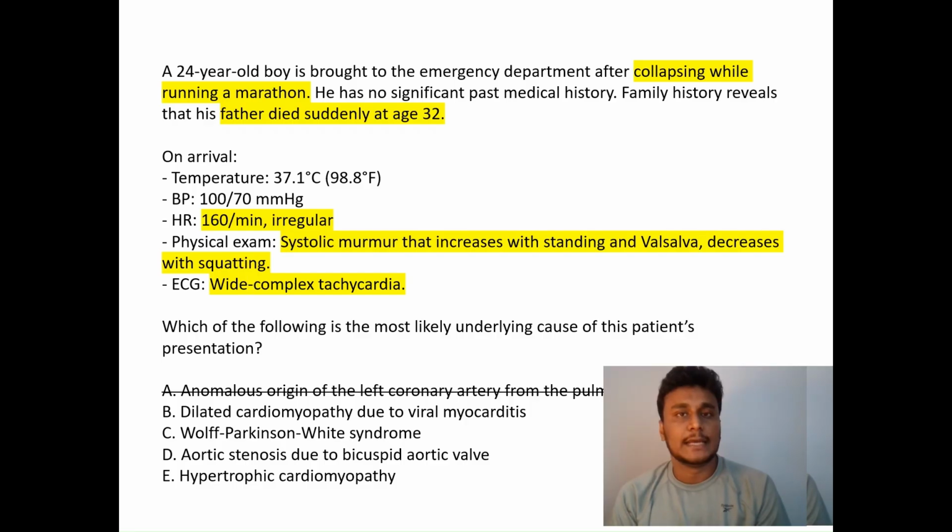So since option A is wrong, now let's move on to option B, dilated cardiomyopathy due to viral myocarditis. What is dilated cardiomyopathy? It's a systolic failure. So what does that mean? Systolic failure means that the systole is not happening properly. The heart is not able to pump blood effectively during systole. Why does it happen? Because there is dilation of the heart muscle.